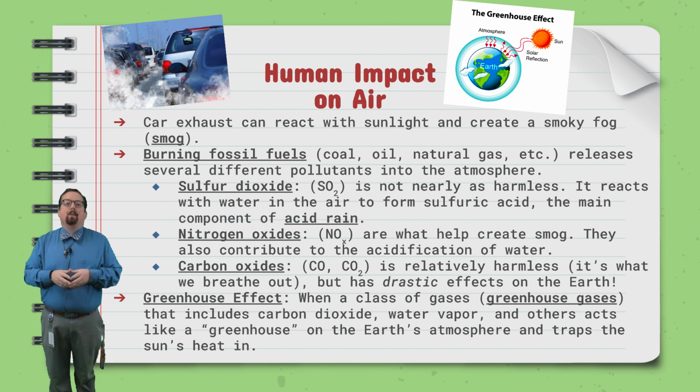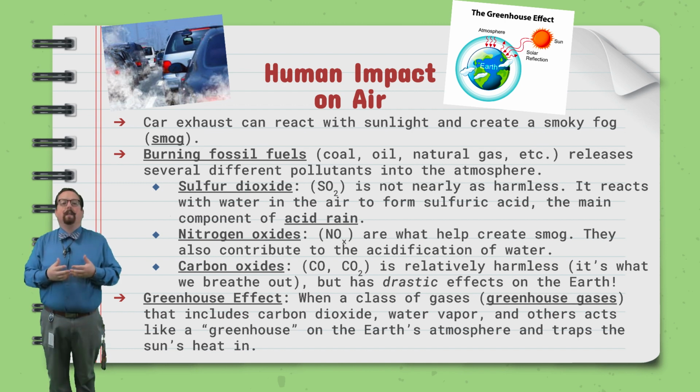Nitrogen oxides are primarily caused by the burning of fossil fuels. When nitrogen oxides react with atmospheric water, they create nitric acid, which then can also become part of the acid rain. Carbon monoxide often comes from incomplete combustion of fossil fuels, like when a car engine doesn't quite get the right mixture of gasoline and oxygen when it burns. Carbon monoxide can have very negative health effects on plants, animals, and humans. Carbon dioxide is harmful in a different way.